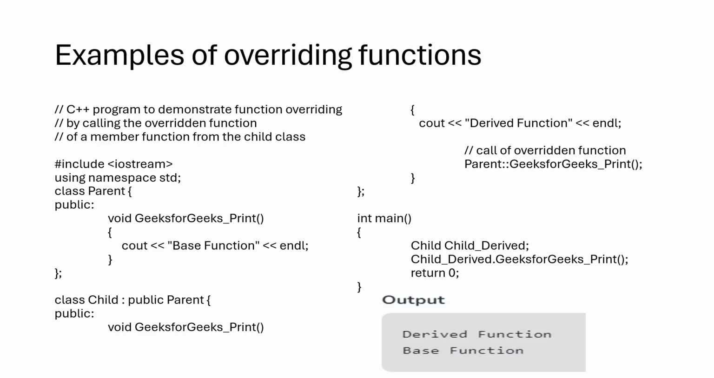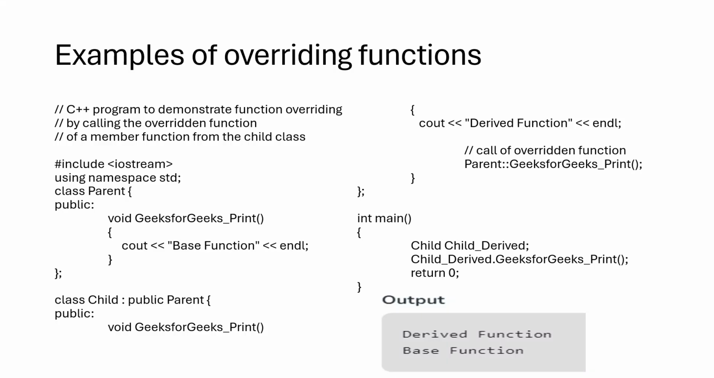Let us see an example of overriding: simply calling the overriding member function from the child class. Include the header file, class parent, public void geeks for geeks print. This is the name of the function, cout a base function. Then class child, the derived class, public parent. Here also we use void geeks for geeks print, the same function name, the same return type and no parameters, and cout derived function. So what will be the output?